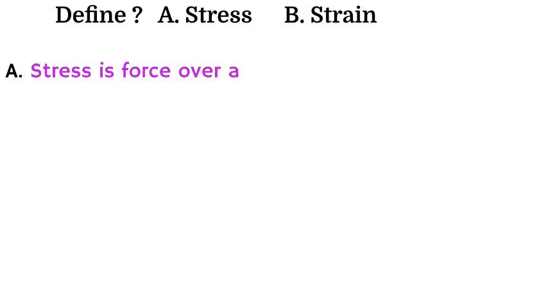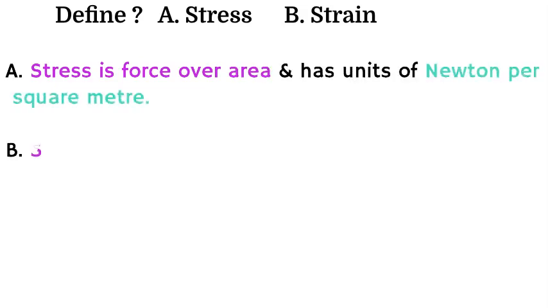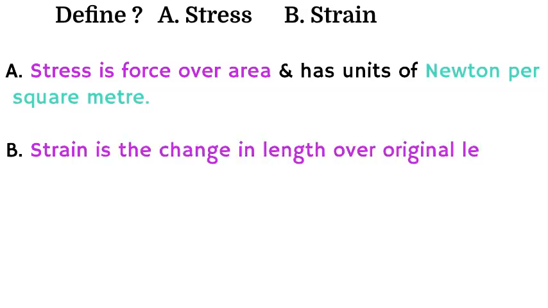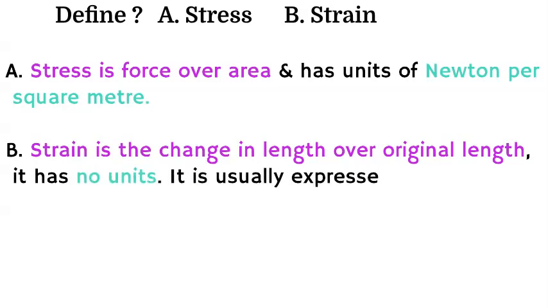Define A. Stress, B. Strain. A. Stress is force over area and has units of Newton per square meter. B. Strain is the change in length over original length. It has no units. It is usually expressed as a ratio or percentage.